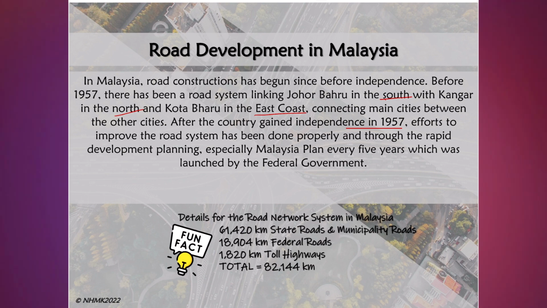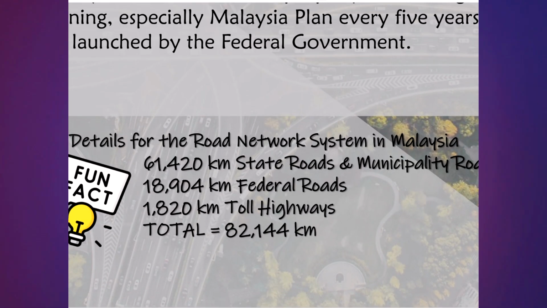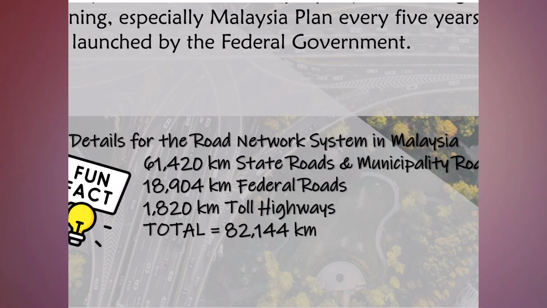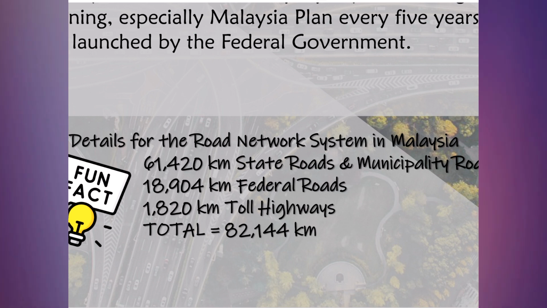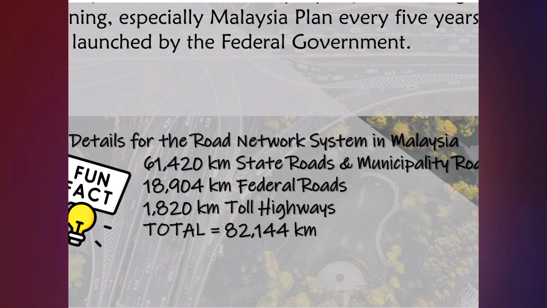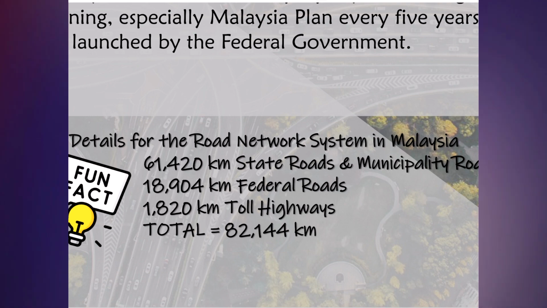the federal government. So here's a fun fact. We have at least 61,000 kilometers of state roads. We have at least 18,000 federal roads, and we have at least 1.8 kilometers of tolled highways. So in total, the Malaysian government has at least 82,000 kilometers length of road overall. Maybe more, because this fact was a few years back.